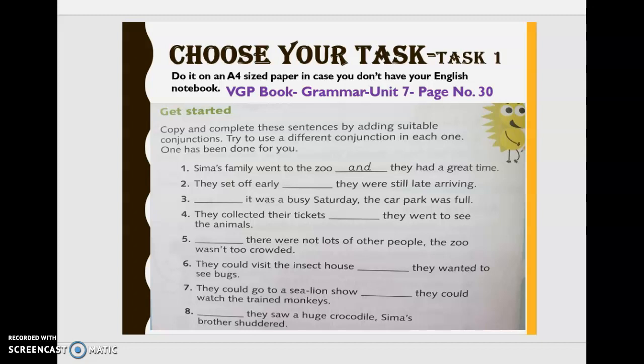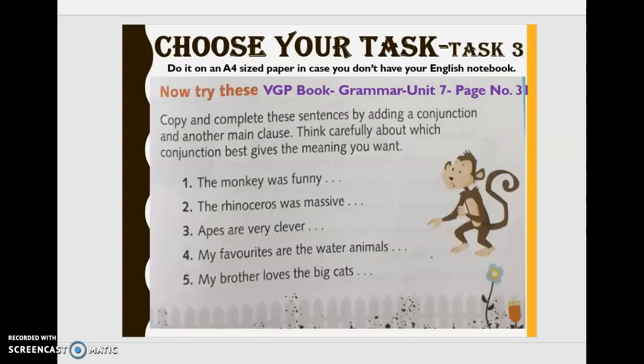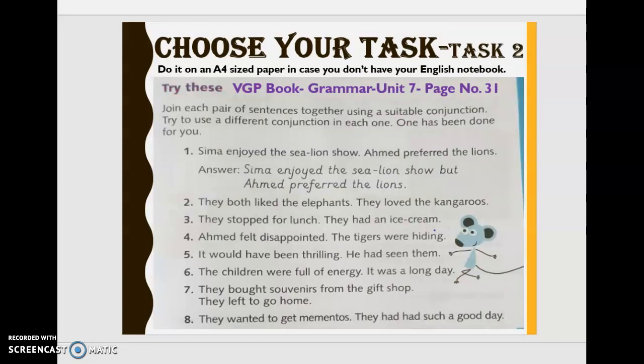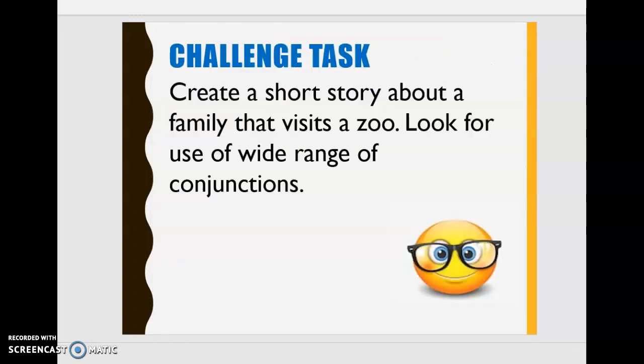So, this is your task 1, task 2 is given on page 31, and task 3 is also given on page 31. You can do any of the tasks. Whichever you feel comfortable with, choose your task and do it well. And then there is a challenge task, which is to create a short story about a family that visits a zoo. Look for use of a wide range of conjunctions. You will only do this when you finish the third task, or if you feel confident, you can do it.